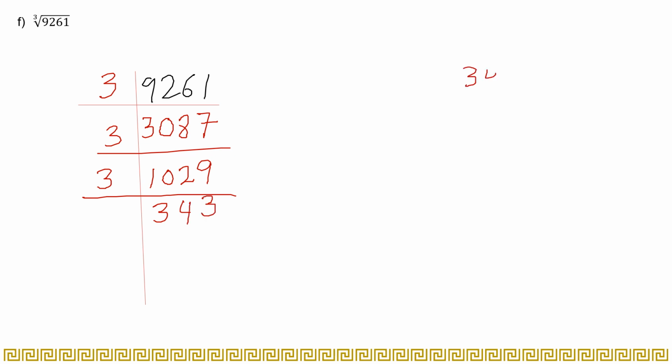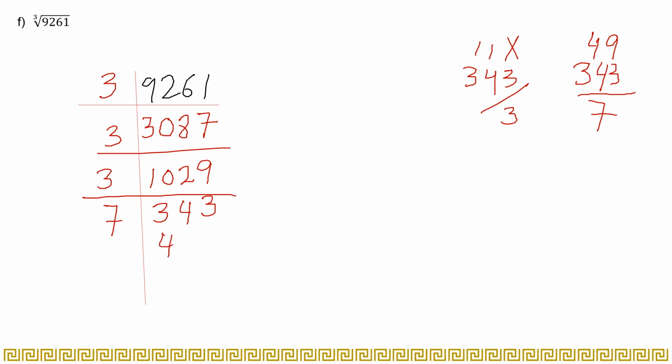We have to check for 343 whether it is divisible by 3 or not. 3 1s are 3, 3 1s are 3, 3 doesn't divide 13, it's not divisible by 3. So 343 is not divisible by 3 or 5. We will try for 7. 7 4s are 28 and 7 9s are 63. Yes, 7 divides this number, so we will do it with 7. 7 4s are 28 and 7 9s are 63. 7 7s are 49 and 7 1s are 7. And it is solved. Right?